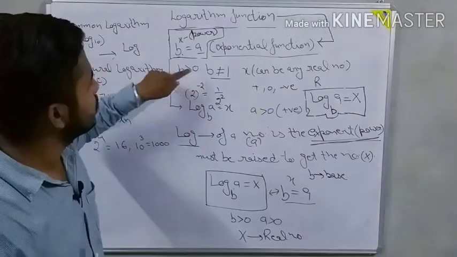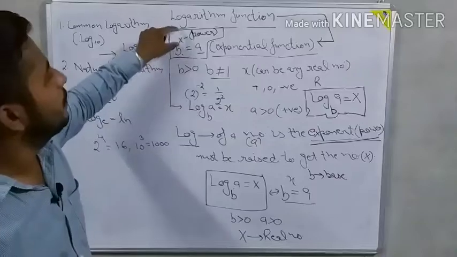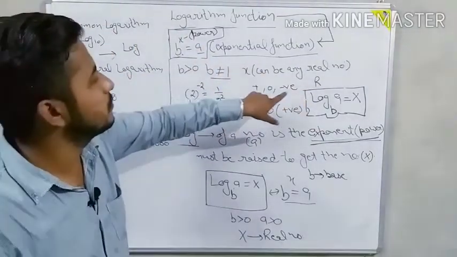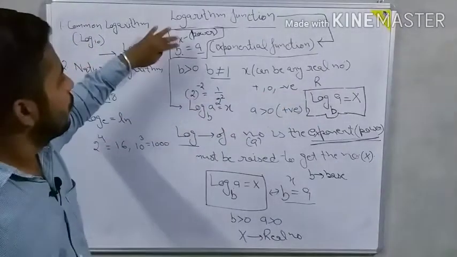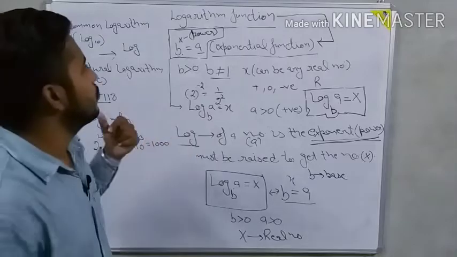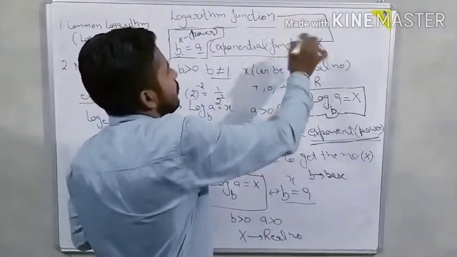It is a condition of the exponential function that the base must be greater than 0 and the base should not be equal to 1. And the power can be any real number: it can be positive, 0 as well as negative. From here we will try to make a definition of logarithm of a number, because there is a direct relationship between logarithmic function and exponential function.